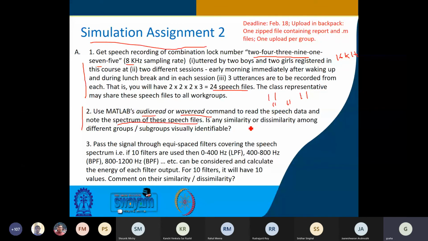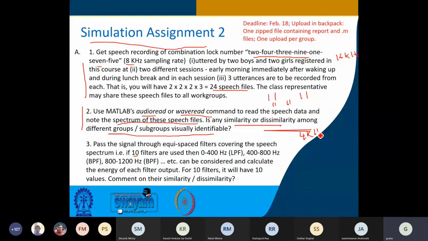Next, pass the signal through equispaced filters covering the speech spectrum. That is 10 filters. I'm suggesting 10 filters, but some of you can go for more. That is part of how you play with it and reach the final goal. Up to 4 kilohertz we are considering as the speech range, right? So 0 to 400, 400 to 800, 800 to 1200, etc. And calculate the energy of each filter output. For 10 filters, it will have 10 values.